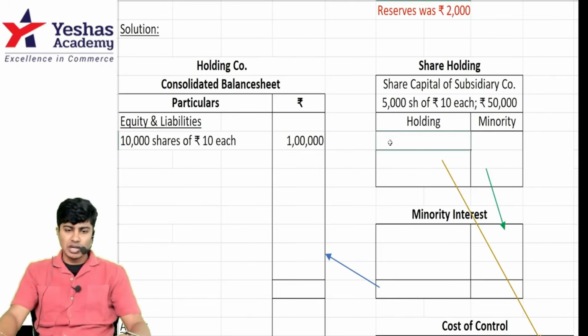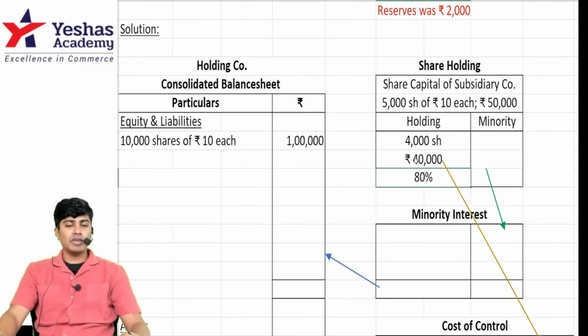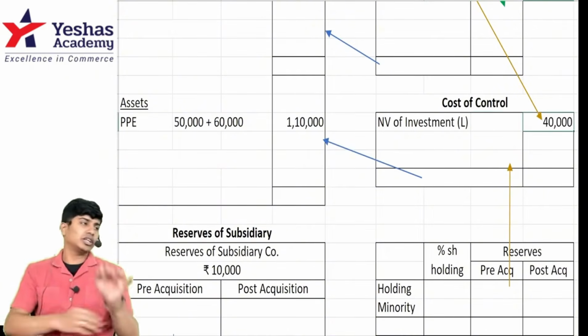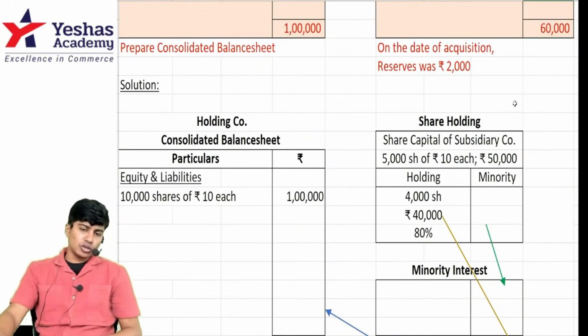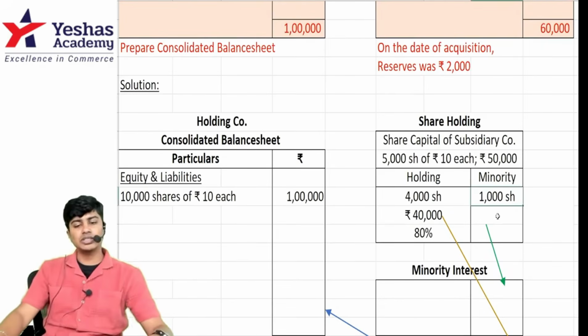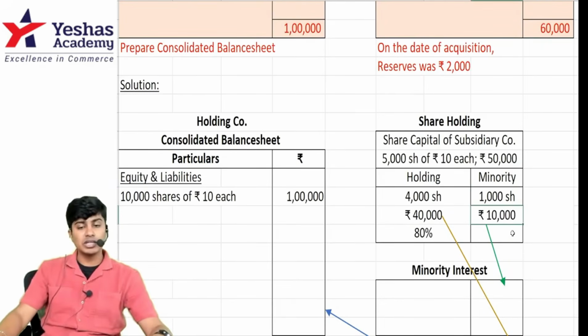Can I say holding as 4,000 shares, which is 40,000 rupees? 40,000 by 50,000 or 4,000 by 5,000? 80%. Where do I write this 40,000? Heading: cost of control. I'll write here nominal value of investment 40,000. If I hold 4,000 shares out of 5,000, minority holds 1,000 shares. That is 10,000 rupees. That is 20%. What do I do with this 10,000 rupees?